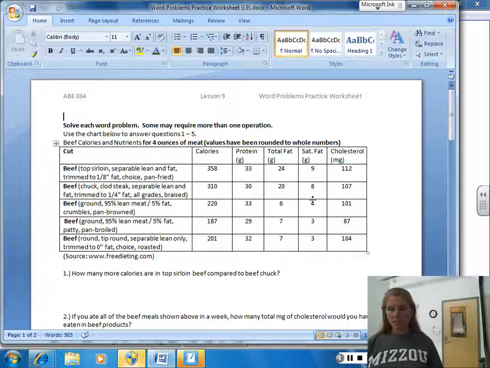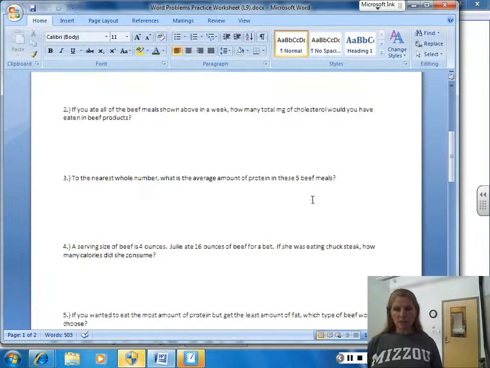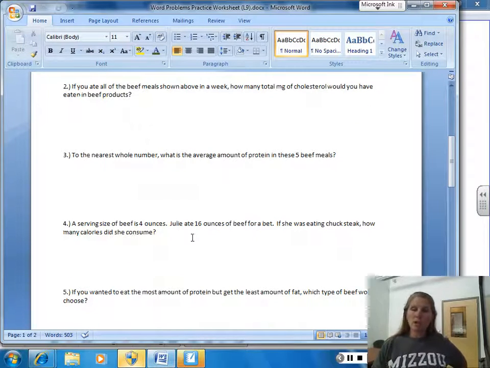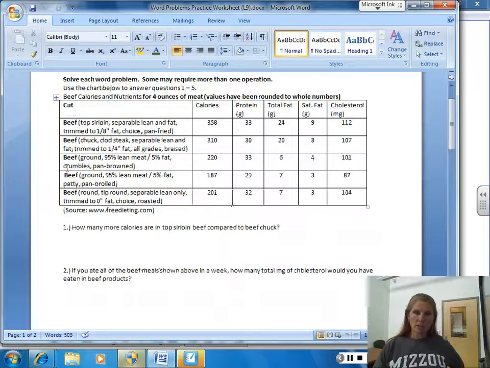That takes 2 different things, but let's read this for a second. A serving size of beef is 4 ounces. Julie ate 16 ounces of beef for a bet. If she was eating chuck steak, how many calories did she consume? Where's chuck steak? Right here, beef chuck. So she had 310 calories per serving.